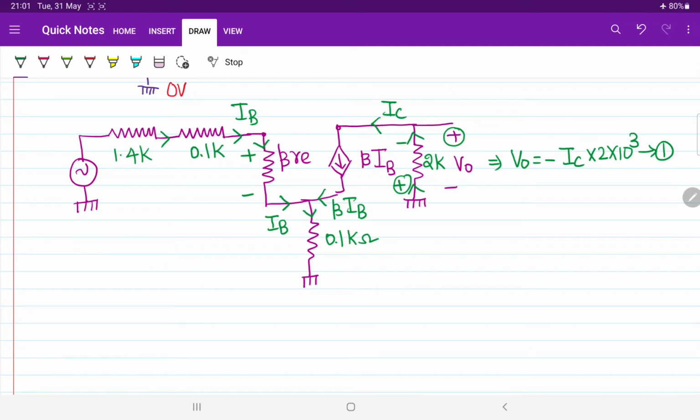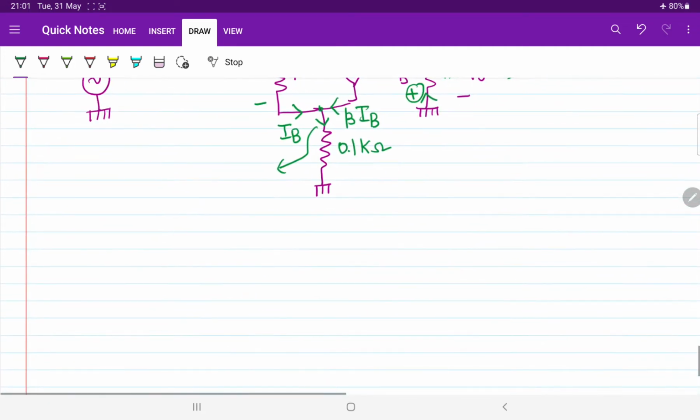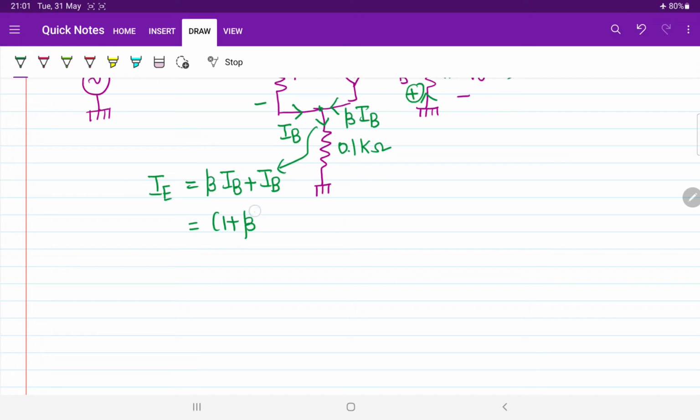Now if you apply KCL, Kirchhoff's current law, at this junction, what is the current that you will be getting? Beta times of IB is coming from the collector terminal, base current IB is going from the base terminal, that is going to be your overall emitter current. You also know that emitter current can be directly written in terms of base current as (1 plus beta) times of IB. That is the current entering into the 0.1 kilo ohm resistor. Current entering point plus, leaving point minus. Now the voltage drop across the 0.1 kilo ohm resistor can be written as current flow through the resistor, (1 plus beta) times of IB, into the value of resistance, 0.1 into 10 power 3.